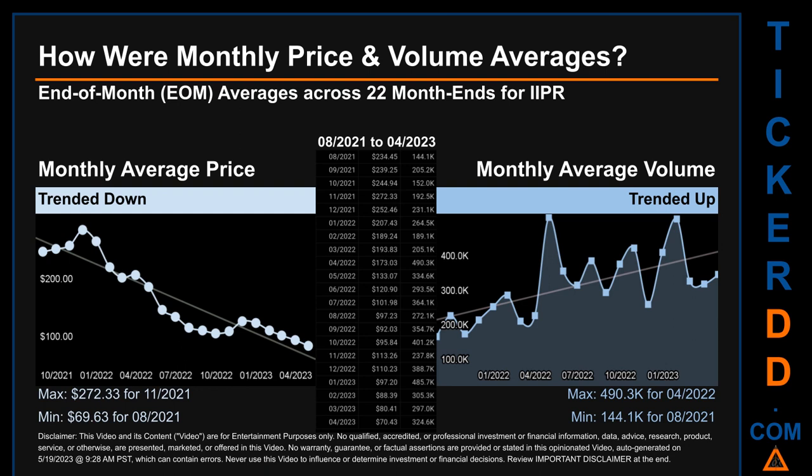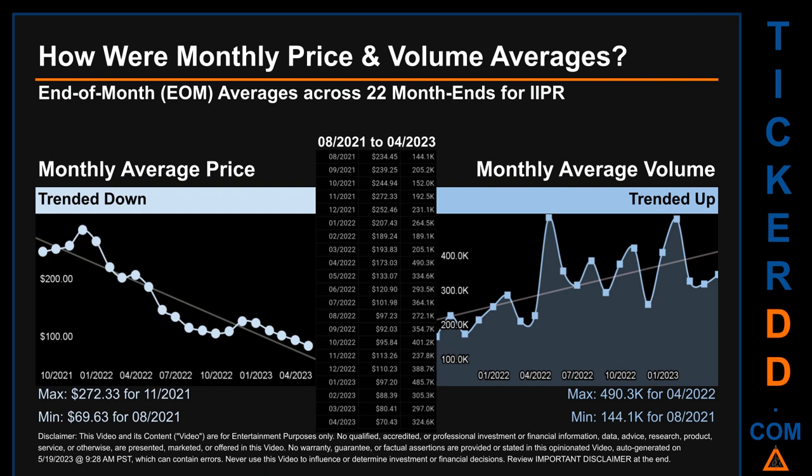How were price and volume averages for IIPR? Across 448 trading days, there were a total of 22 month ends, of which monthly averages for daily price and volume were calculated. Overall, monthly price average trended down while monthly volume average trended up.